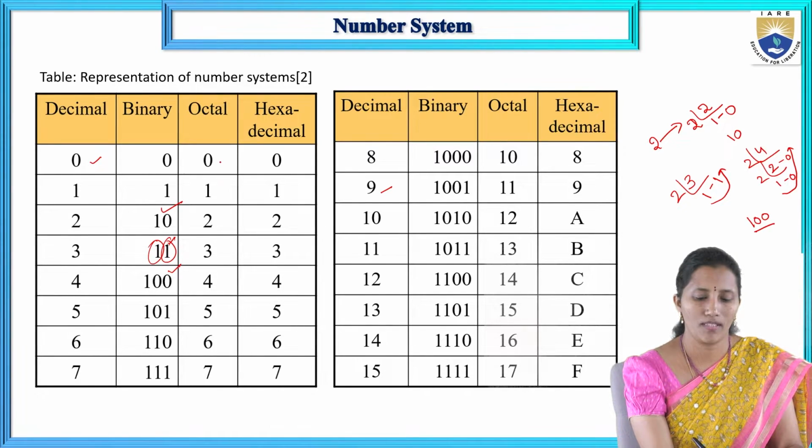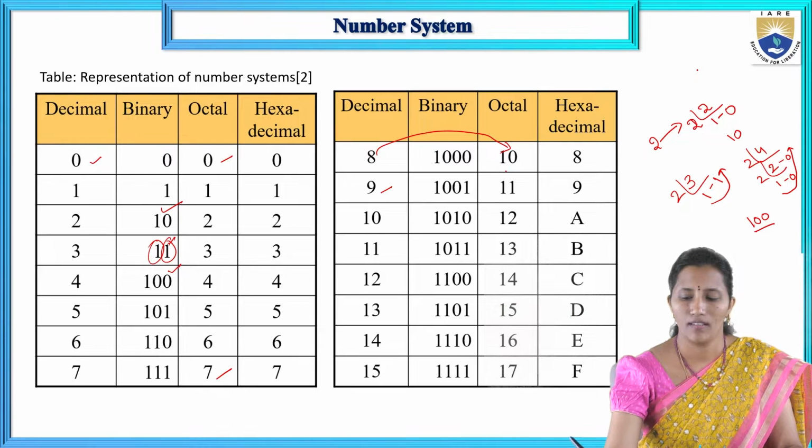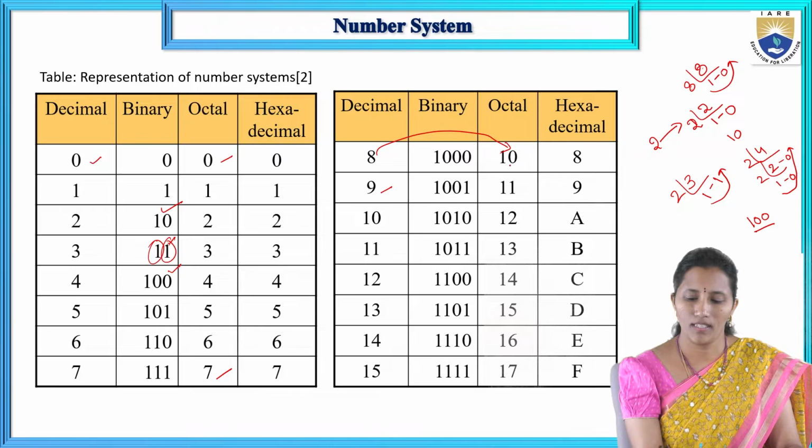In the octal number system, the digits start from 0 to 7. Each digit is represented from 0 to 7. The number 8 will be represented by 10. How? We represent it in octal, so divide 8 by 8. 8 1s are 8. The remainder is 0. Writing from down to up, it is 1 0.